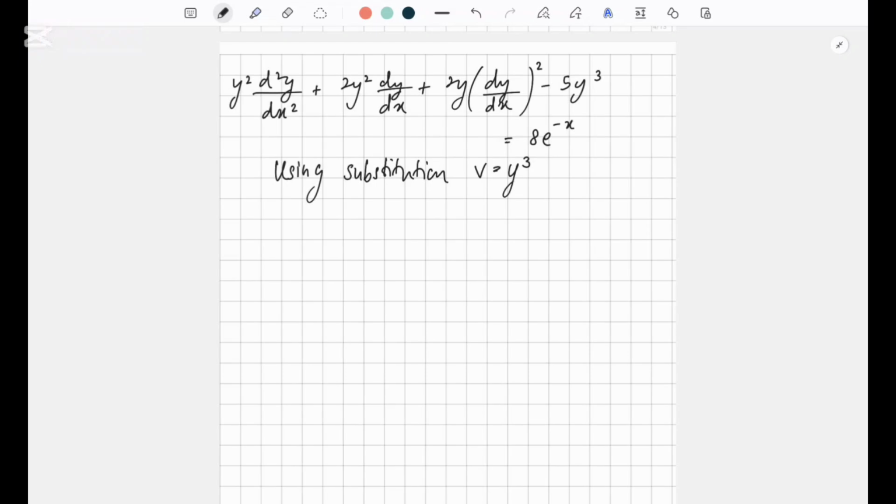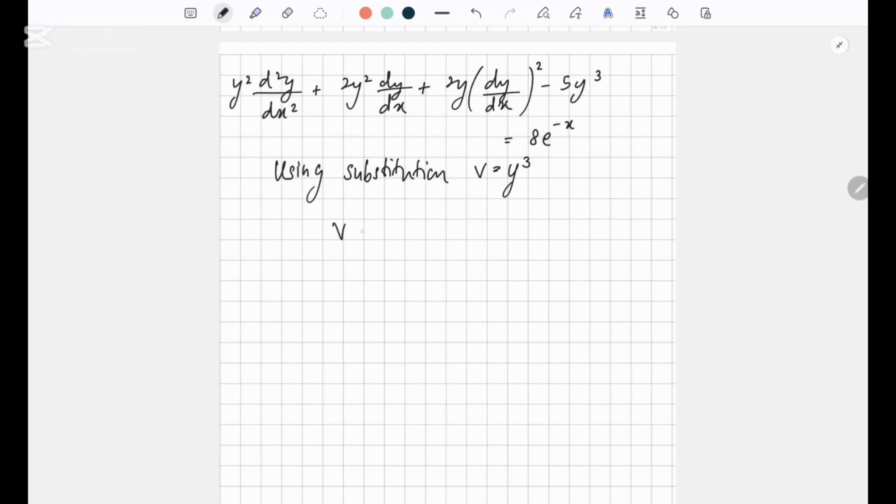So yeah, let's get on with this question. So you have y squared times the second derivative plus 2y squared times the first derivative plus 2y times the first derivative squared minus 5y cubed equals 8e to the power minus x. Okay. And they've given us a substitution of v equals y to the power 3.